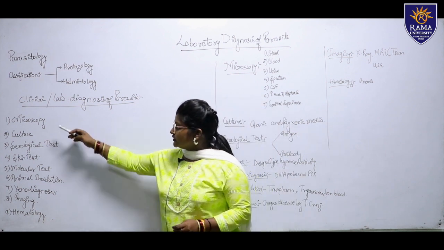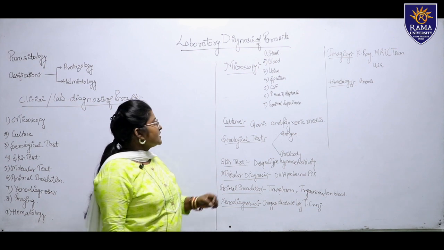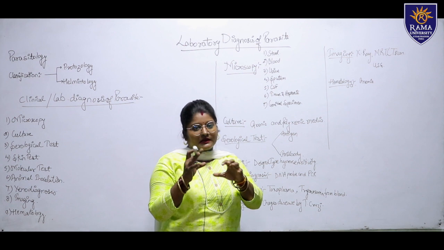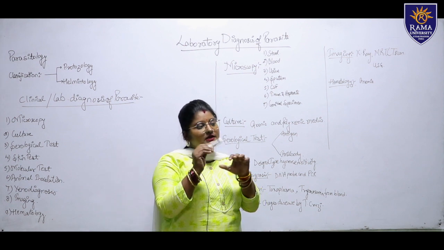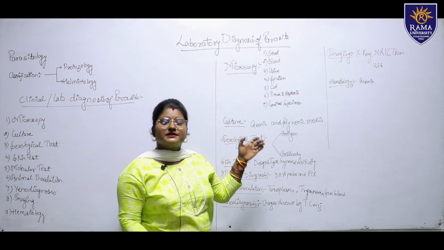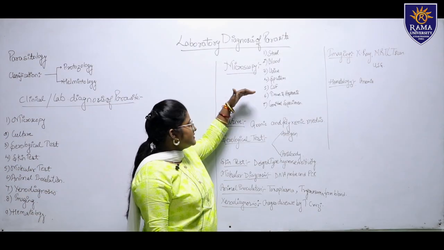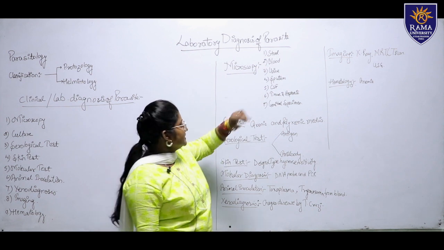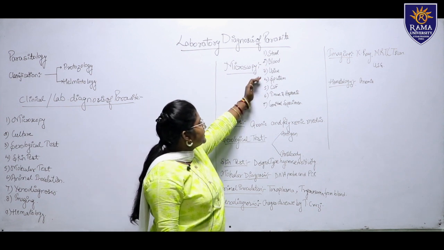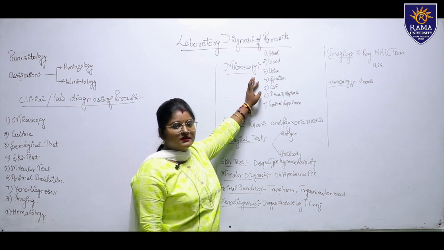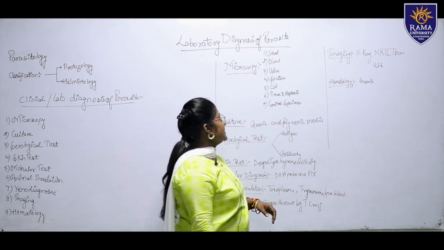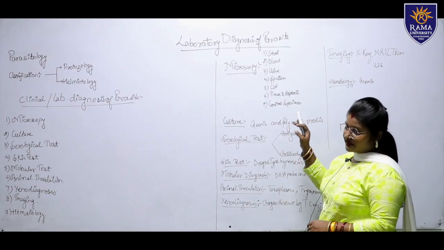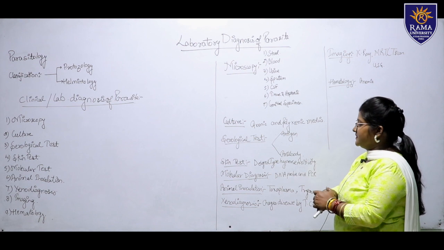So let's talk about number one, microscopy. What is microscopy? In microscopy we study the microscopic presentation of the parasites. For this we take a stool sample, blood sample, urine sample, sputum sample, CSF, that means cerebrospinal fluid, tissue aspirates and genital specimens. So these are taken for microscopical examination.